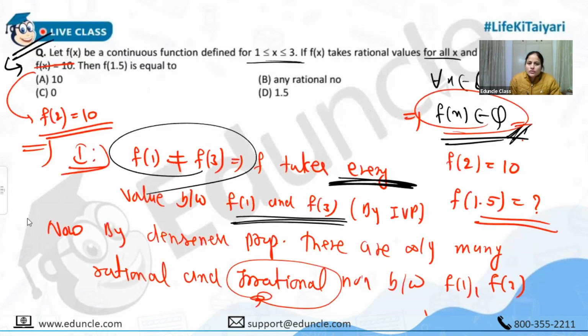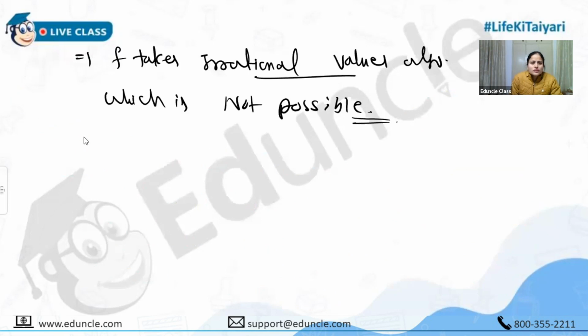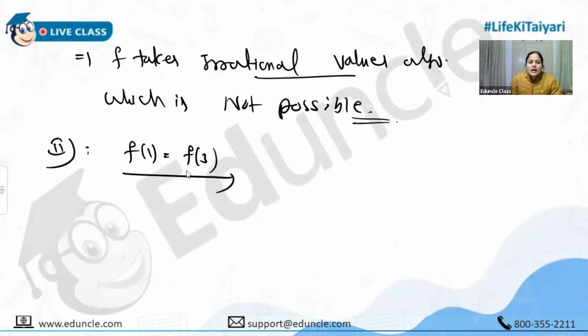Case first not possible, so take the case second, that is f at 1 is equal to f at 3, and function takes the rational value, and f at 2 is equal to 10. Okay. So it is only possible because function, given thing is what? Function takes only rational values. केवल rational values ही ले रहा है और function पूरा का पूरा continuous भी है.